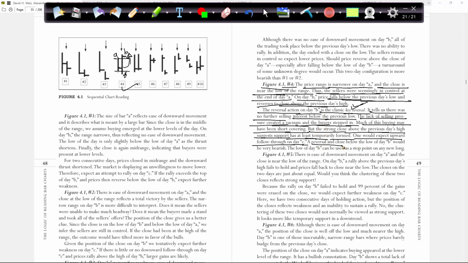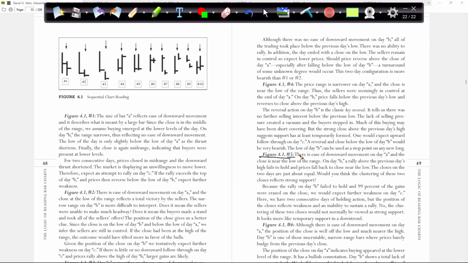A reversal and close below the low of day B would be very bearish. The low of day B can be used as a stop point on any new long. Stop point here, long here.